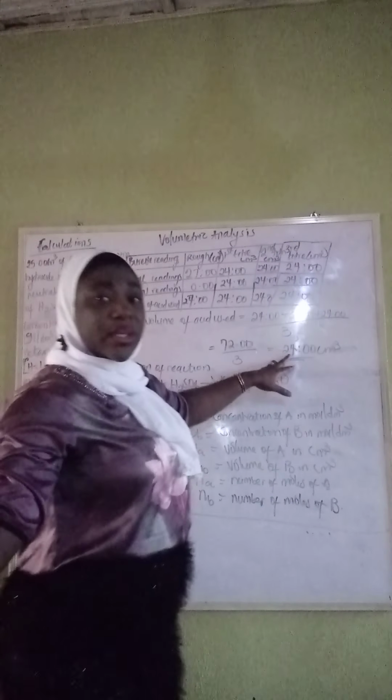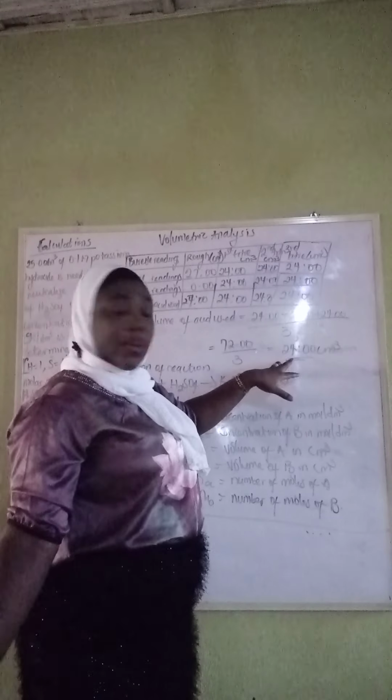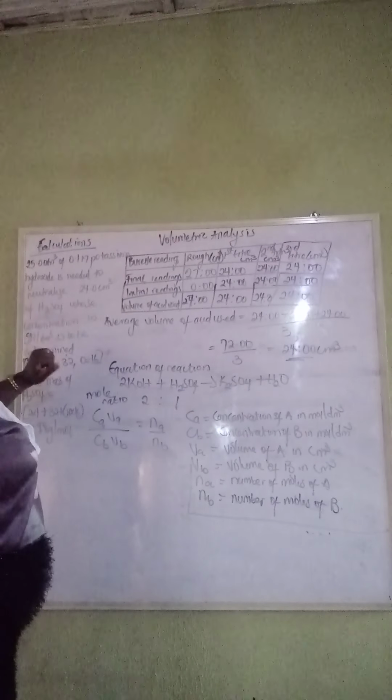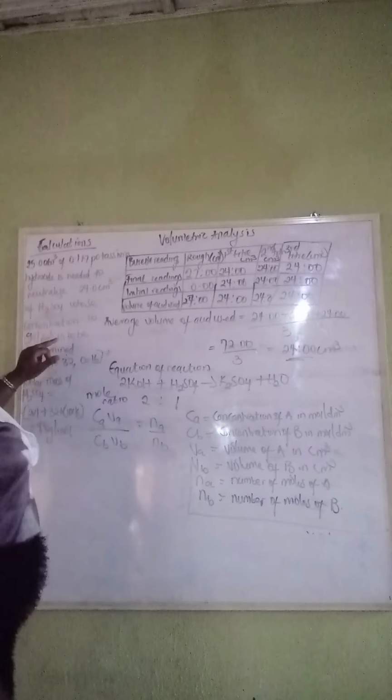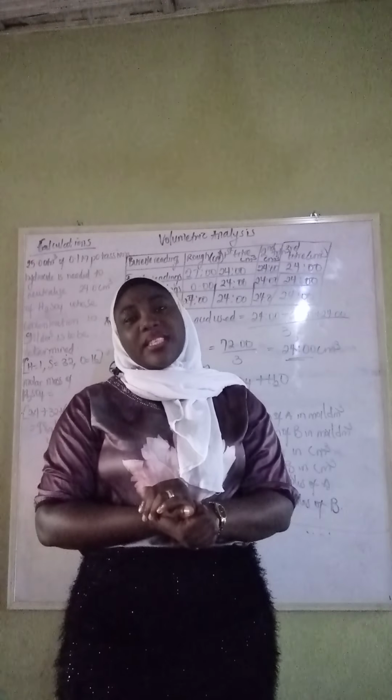This is how we got our 24 here. Of H2SO4, whose concentration in gram per dm cube is to be determined. So the question here says we should calculate the gram per dm cube mass concentration of the acid. But how do we calculate the mass concentration if we don't know the molar concentration?